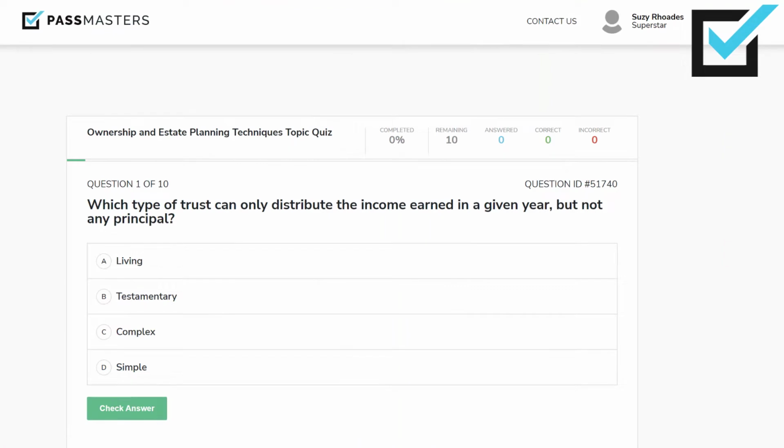Which type of trust can only distribute the income earned in a given year, but not any principal? Choices include living, testamentary, complex, or simple. You choose what you believe is the correct answer, simple trust. You click check answer, you get the green check mark if it is correct. It is a simple trust that can only distribute the earnings for that year.